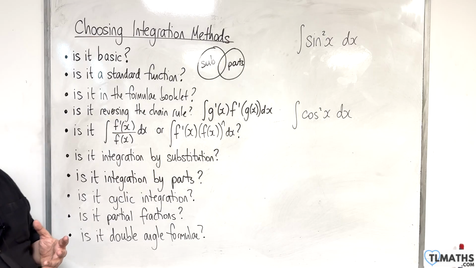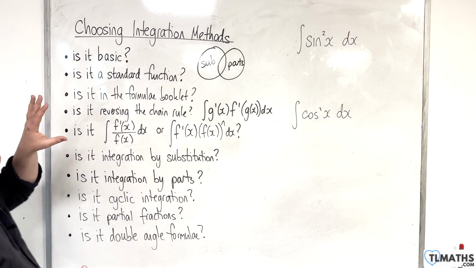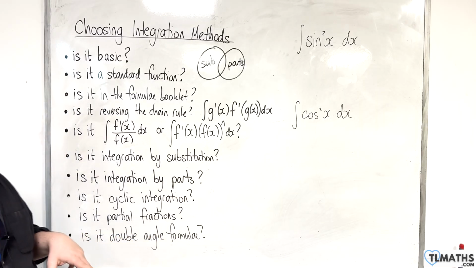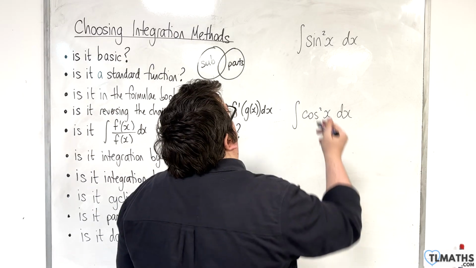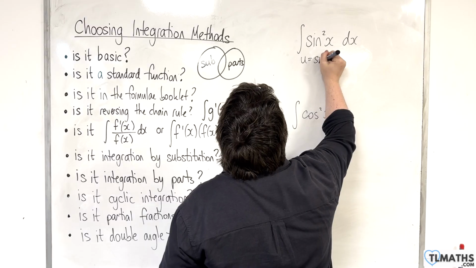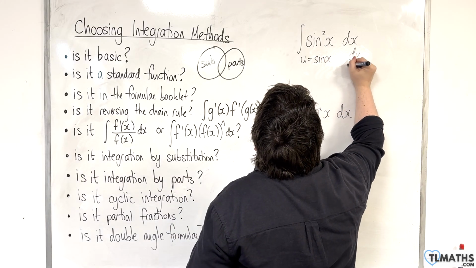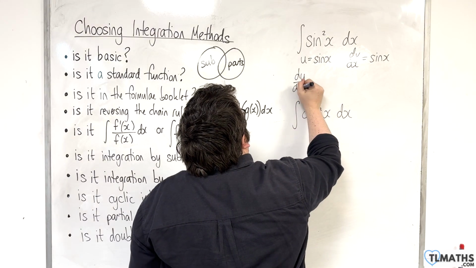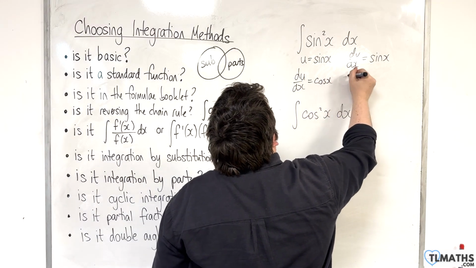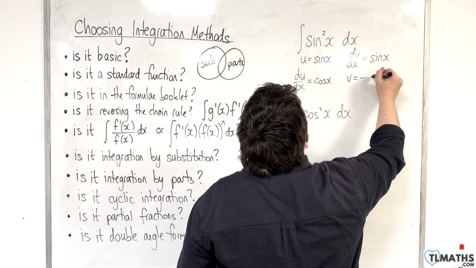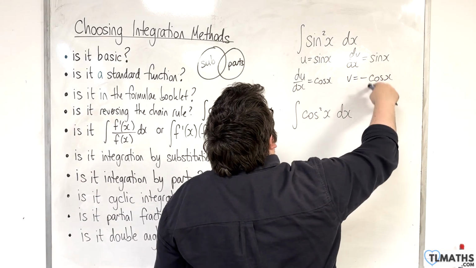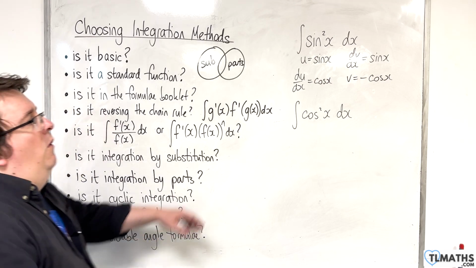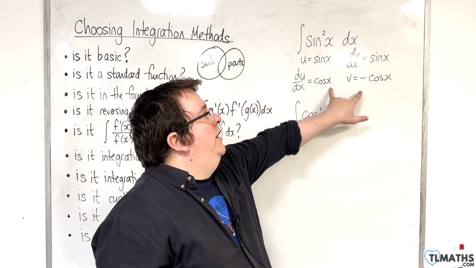Is it integration by parts? You might be going, well, if we let the u be sine x and the dv by dx be sine x, what happens then? Well, if we go down that route, du by dx would be cosine x, and v, so integrating sine x, is minus cosine x. So we get minus sine x cosine x, take away the integral of minus cosine squared.